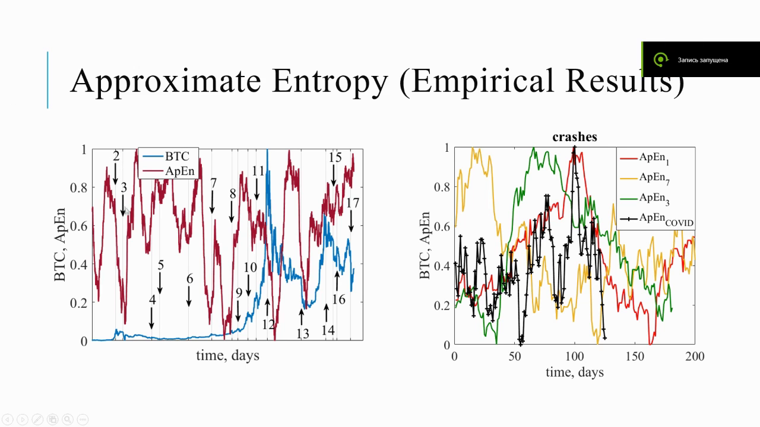So from this slide you can see the corresponding empirical results. And again, during the corresponding crashes and critical events, our approximate entropy starts to decrease, indicating the complexity of the actual crash or critical event. And here we can see approximate entropy for the corresponding crashes. And during these crashes, during the corresponding event, our approximate entropy starts to decrease, indicating abnormal phenomena in this market.